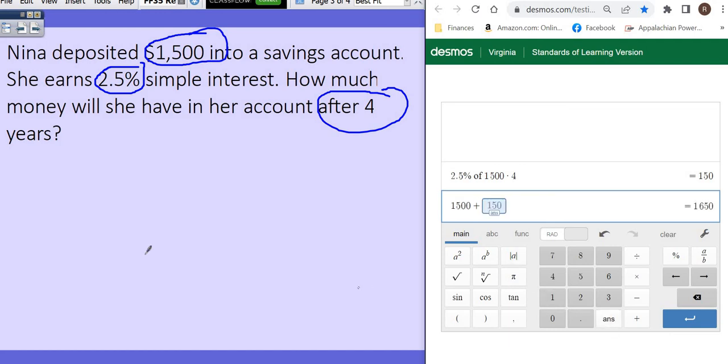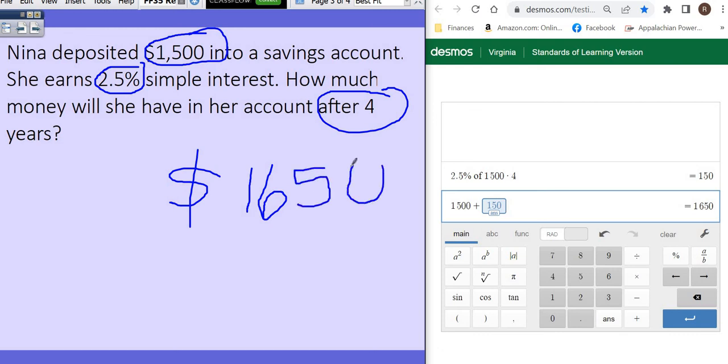I'm going to click on my answer button. So that means after 4 years, if she doesn't touch it, she's going to have $1,650 and she's going to take me and Miss Benson on a quick vacation.